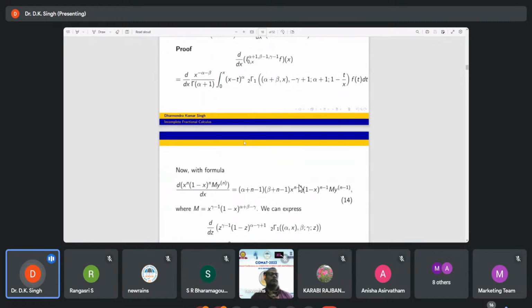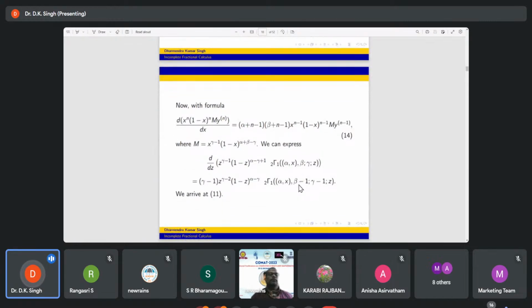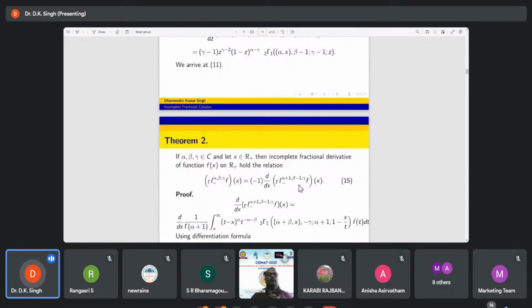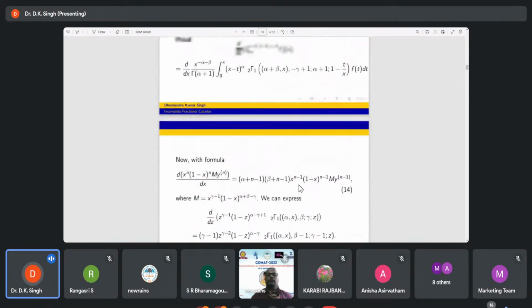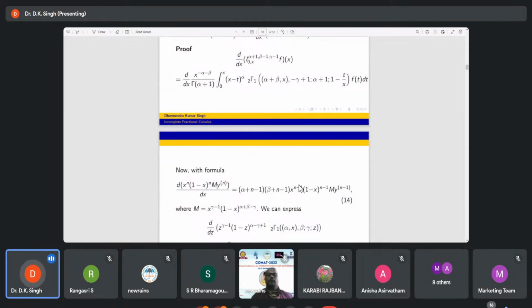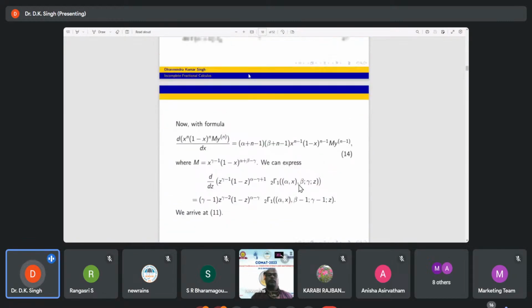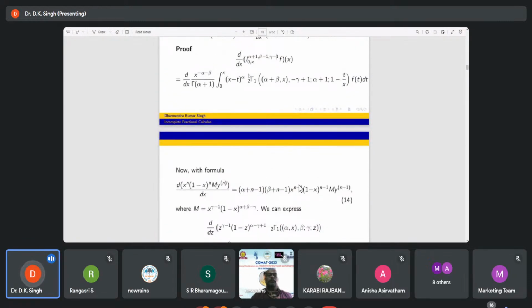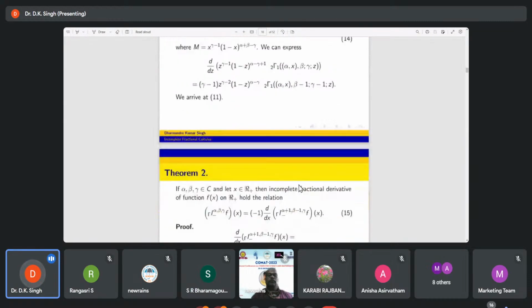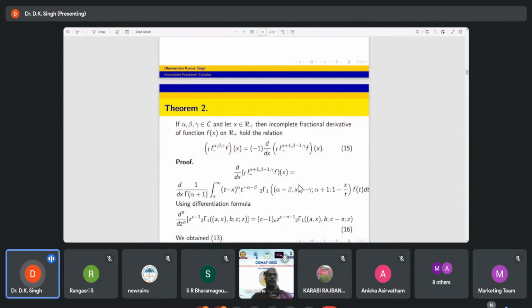So we have another theorem here, because as I already said, we always have 0 to x and x to infinity. For 0 to x we are using the positive sign, and for x to infinity we are using the negative sign. So that's why again we are using the negative sign. We have alpha, beta, gamma belong to C, and let x belong to R. The incomplete fractional derivative of the function f of x on R plus holds the relation.